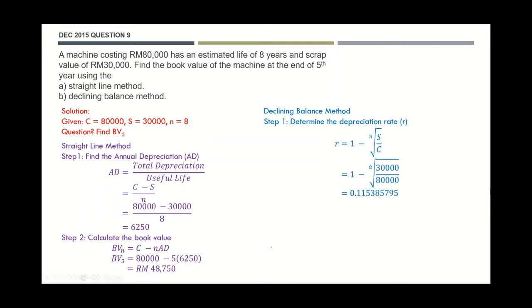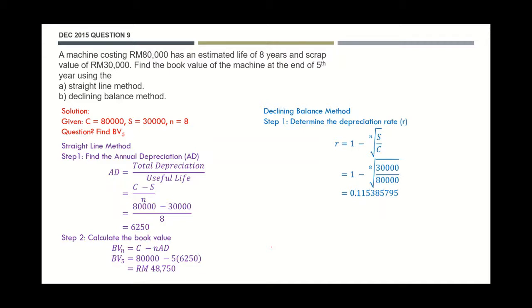Alright, so substituting the correct information into the formula, you have 1 minus the N-th root, where N is equal to 8. You substitute N with 8, S with 30,000, and C with 80,000. So you found that R is equal to 0.115385795, or approximately 11.54%.